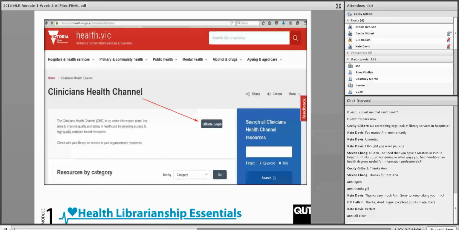CHC has a very strong profile of its own, so many clinicians who don't necessarily feel that they know their hospital library all that well will often know Clinicians Health Channel as a brand. It's very strongly marketed. But it's managed by also having a stakeholder group who give advice, and that stakeholder group comprises health librarians and also end user representatives. Over the years, CHC has had a variety of service providers, and in the initial stages it was the company called Health Community.